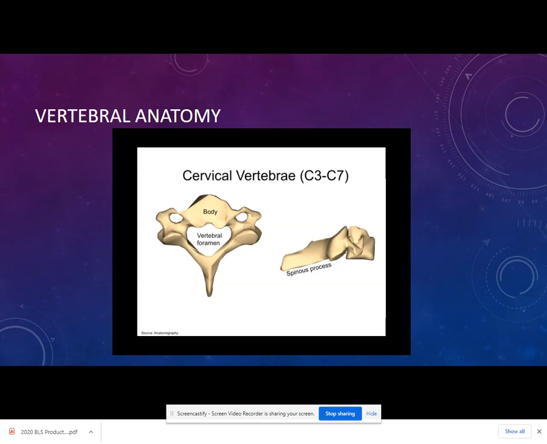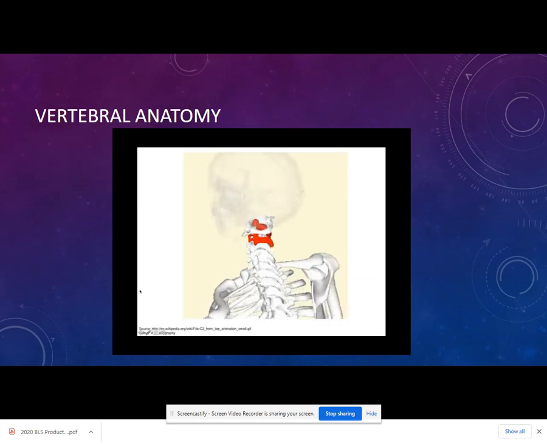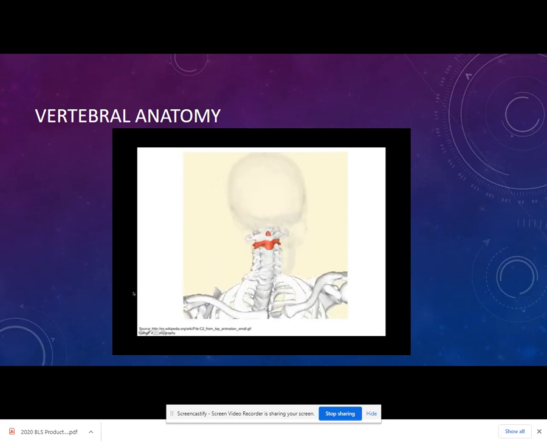A unique characteristic of the cervical vertebrae is the transverse foramen, which is a hole within the transverse process. You can also see on this picture here the superior articular facets. Here again, superior articular facets, and here are the inferior ones as well. In this picture here, we can see passing through the transverse foramen is the vertebral artery. This is one of the main arteries which heads up to supply the brain.